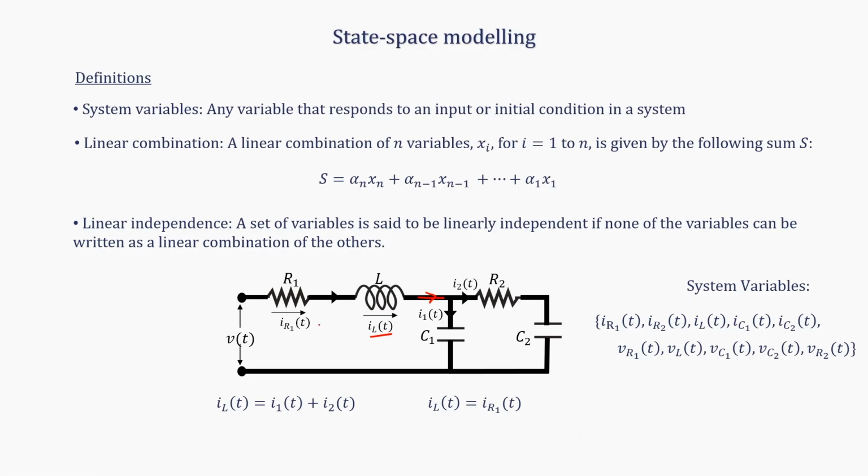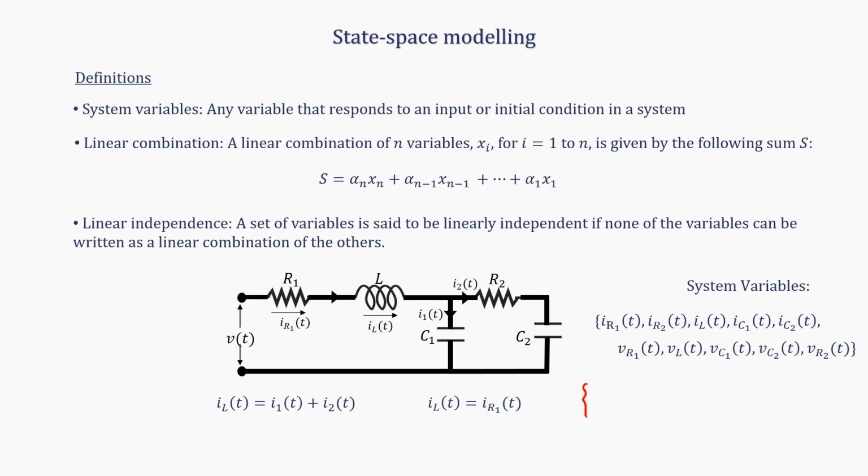Similarly, IL here is equal to IR1. So the set IL and IR1 is linearly dependent. Now, what can be linearly independent? Here, I1 and I2, these two currents, are linearly independent, because I cannot write I1 in terms of I2 or I2 in terms of I1. So this becomes a linearly independent set.